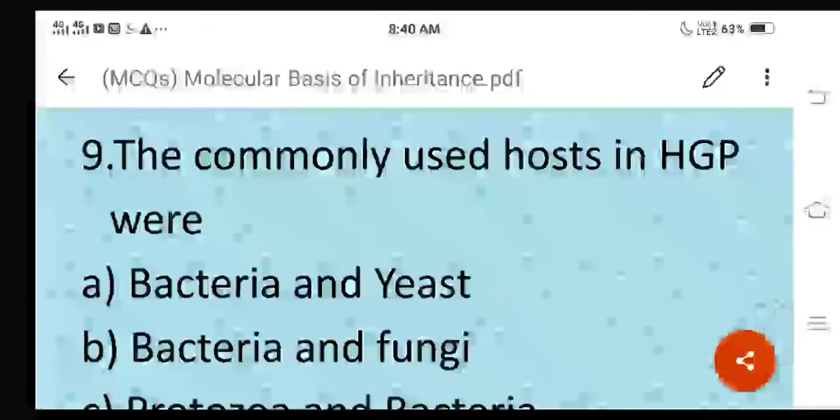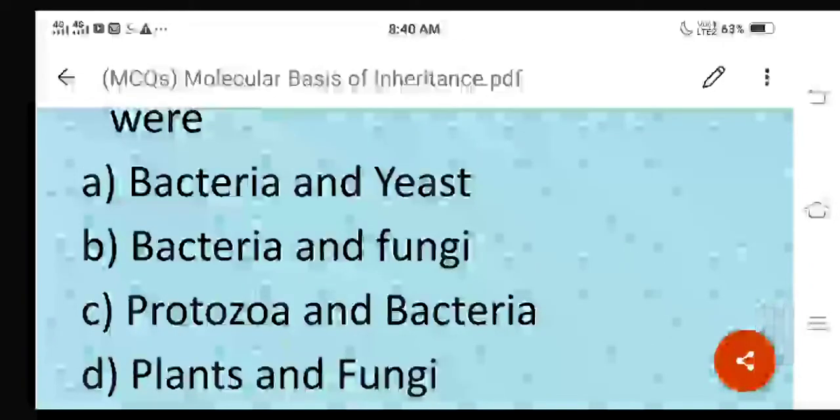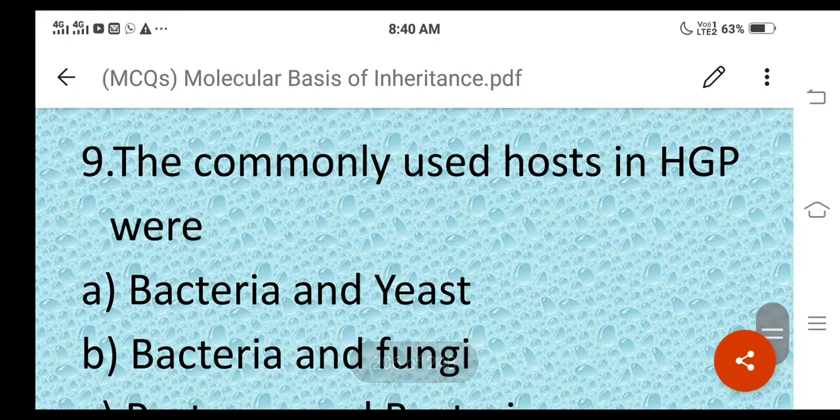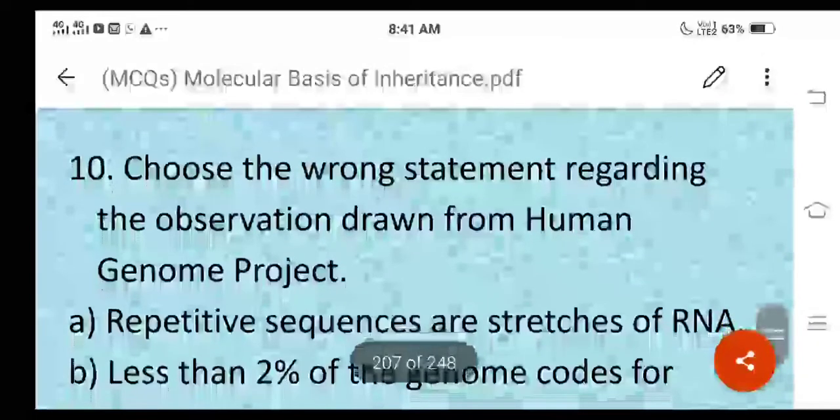The commonly used hosts in HGP were bacteria and yeast. The options were bacteria and fungi, then protozoa and bacteria, then plants and fungi. According to the given question, option A is the correct answer. Bacteria and yeast are commonly used as hosts in the Human Genome Project, right? Option A. Then next question, question number 10.